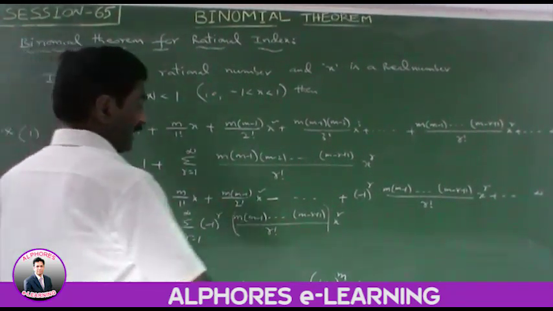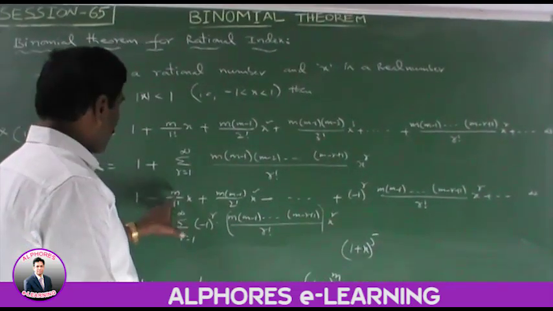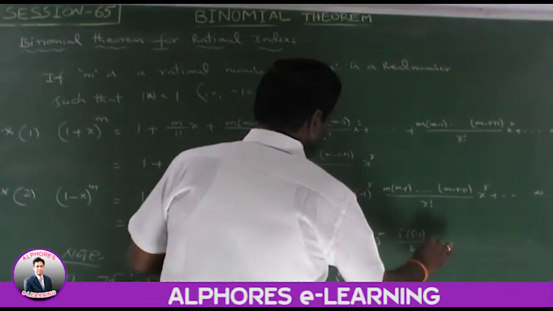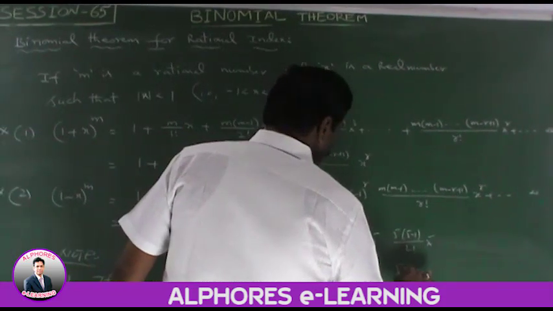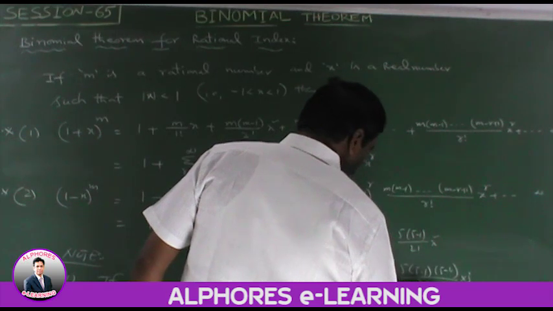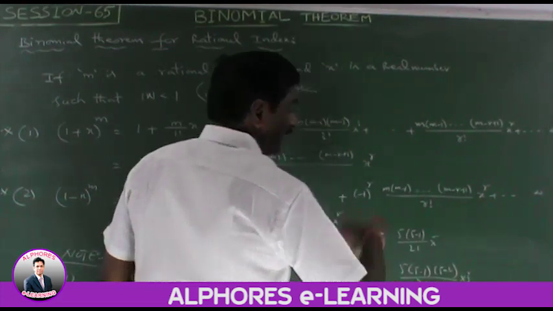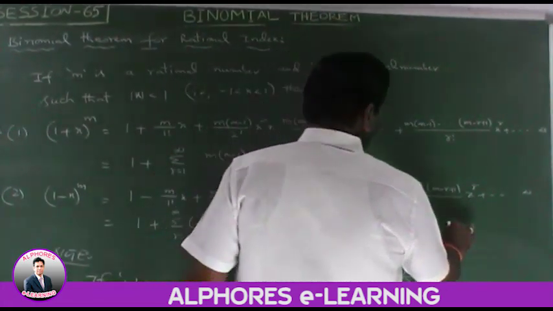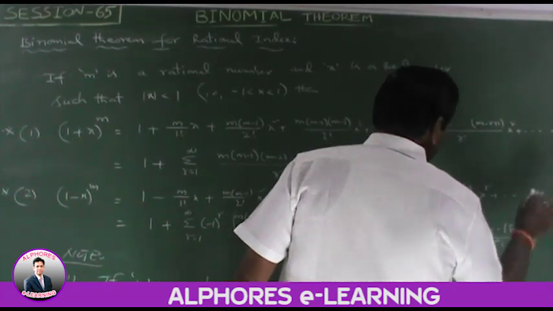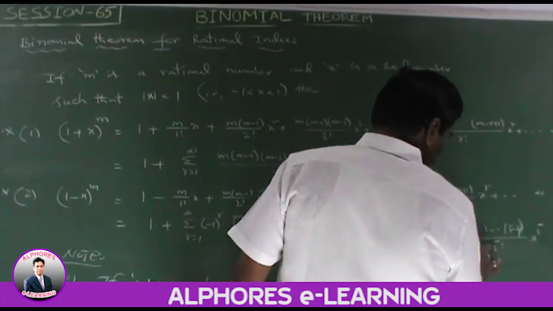Suppose, once again, (1 + x)^5. After expansion, this value 5/1!, then 5(5−1)/2! x². Next term is 5(5−1)(5−2)/3! x³. Next term is 5(5−1)(5−2)(5−3)/4! x⁴. What is the next term? 5(5−1) and so on (5−4)/5! into x⁵.